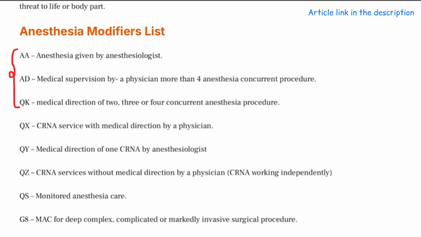So these 3 are for the anesthesiologist. The first one is only one procedure. Second, QK means 2, 3 or 4. AD means more than 4 concurrent anesthesia procedures. So these 3 are similar. QX, CRNA service with medical direction by a physician. So here the physician is directing the CRNA who is giving anesthesia service to the patient. QY, medical direction of one CRNA by the anesthesiologist.